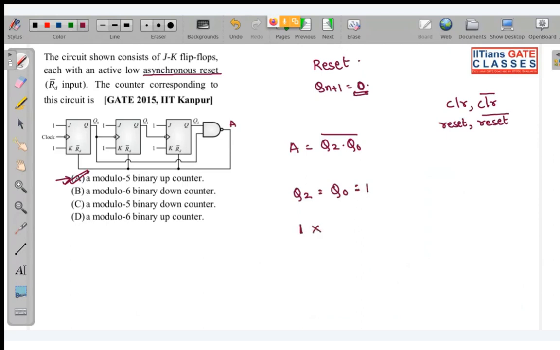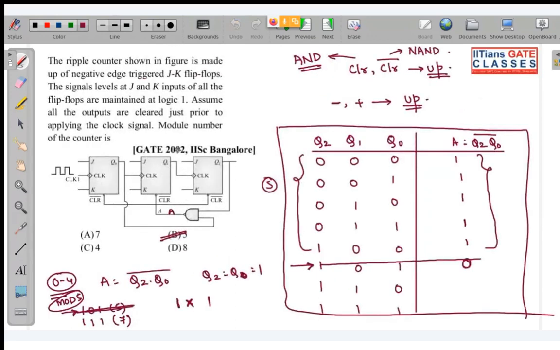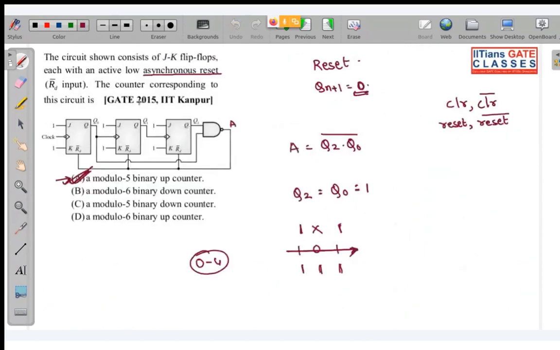So again, I am going 1, don't care, 1. So this will be either 101 or 111. As this is up counting, this state will be encountered first. So from 0 to 4 you will be counting. So it is a mod 5 binary up counter. You can see the exact question has been repeated. In 2002 this was asked, and it was asked again in 2015. The exact same question. The only thing they have changed is that they have written this clear bar as reset input.